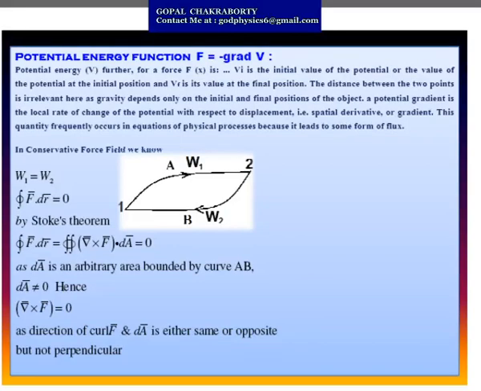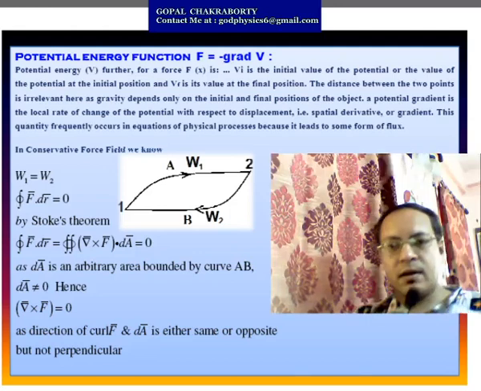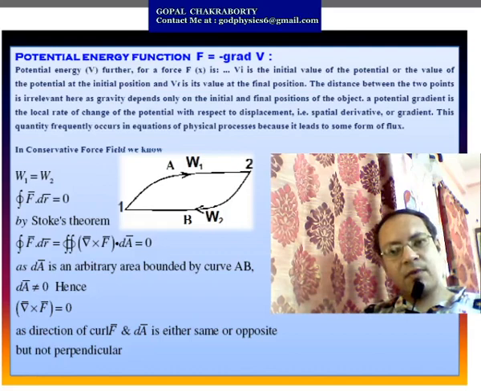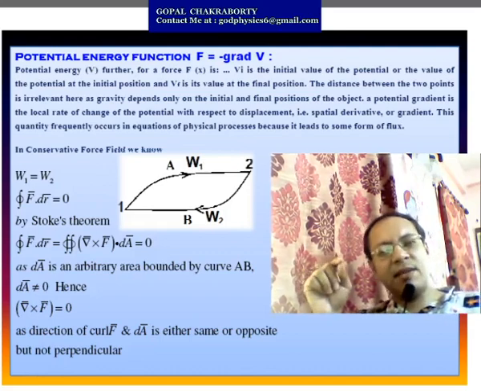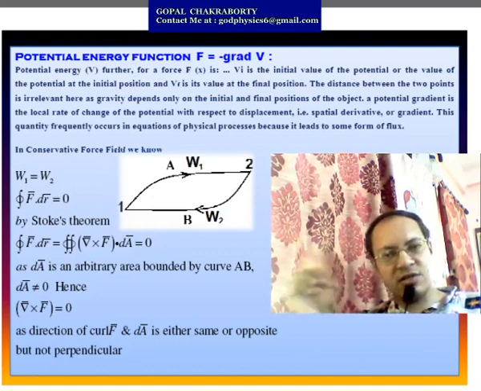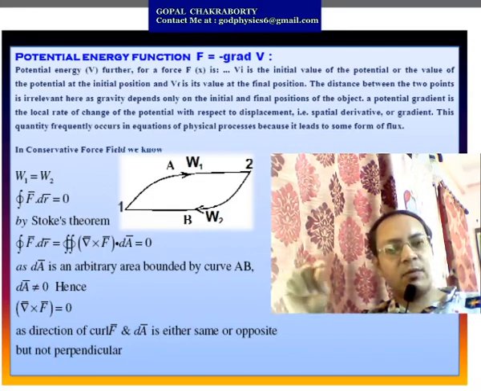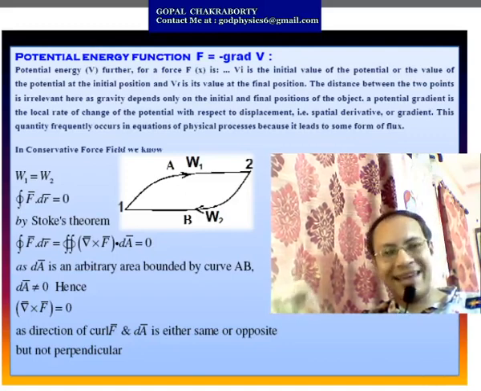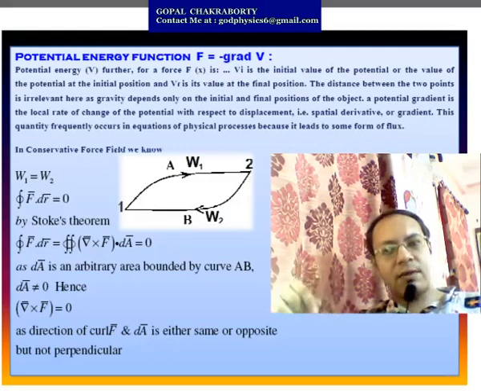A potential gradient is the local rate of change of potential with respect to displacement. In this diagram, I will explain how to calculate the value of the potential energy function F. The initial position is 1 and the final position is 2. The particle starts moving from 1 to 2 through path A and then comes back from 2 to 1 through path B.